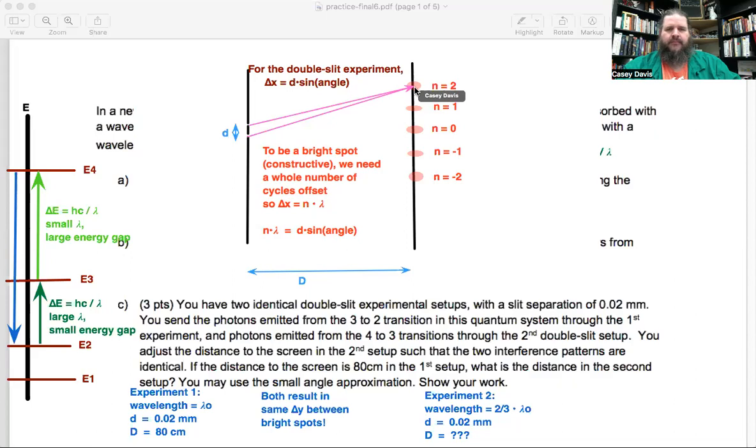What is the angle again? The angle would be the angle of elevation between, if you take a horizontal, so like from the slits out to the central bright spot, and then a diagonal from the slits up to the location you care about. The angle we care about is that angle of elevation. So that's the angle we're talking about here, sine of that angle. Any other questions on that so far?